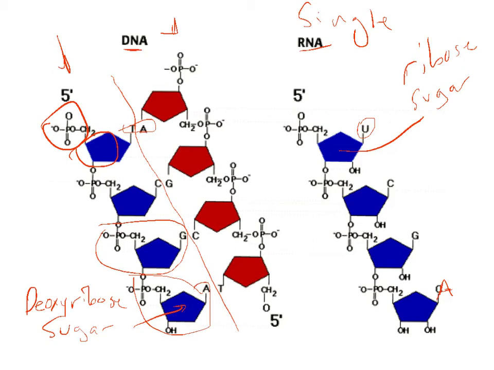So those are the major differences. Single-stranded, the ribose sugar, and we get rid of thymine and we replace it with uracil. So we have U's now instead of T's.